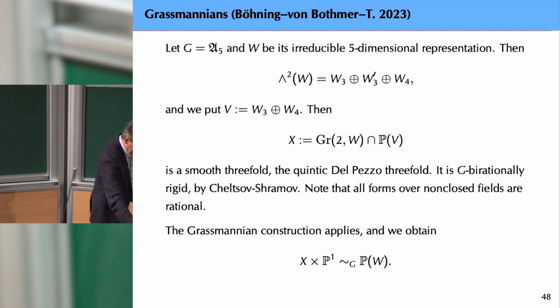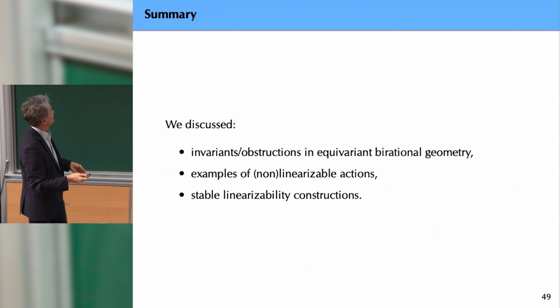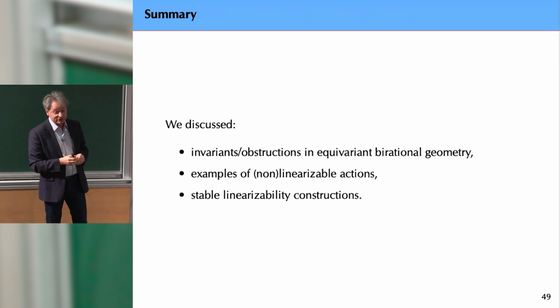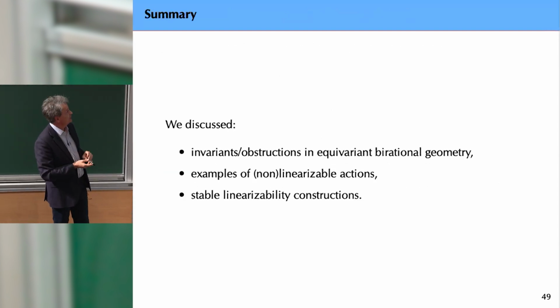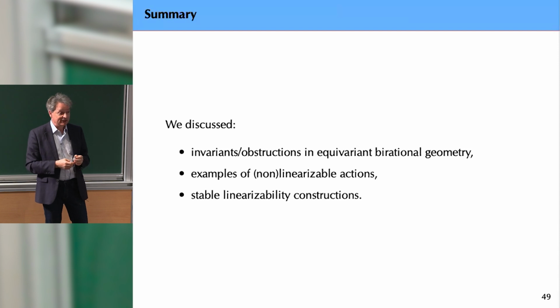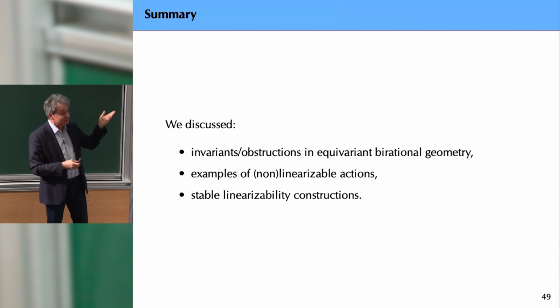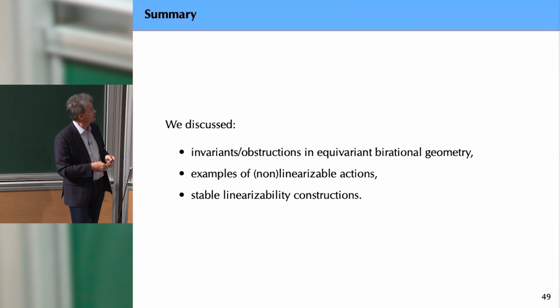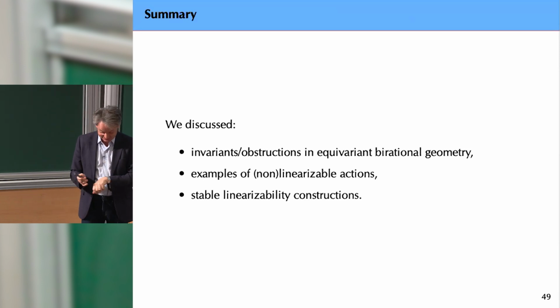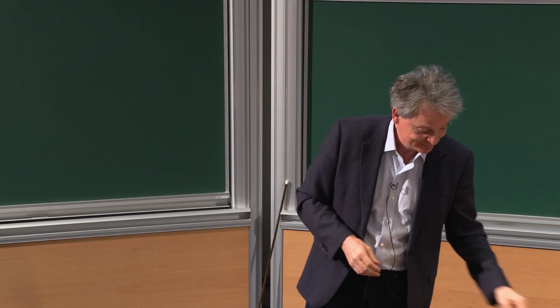Okay, so that brings me to the end. I showed you some abstractions, some invariants in equivariant geometry, some examples of non-linearizable actions, and then some stable linearizability constructions. So, all right, that's all from me. Thank you.